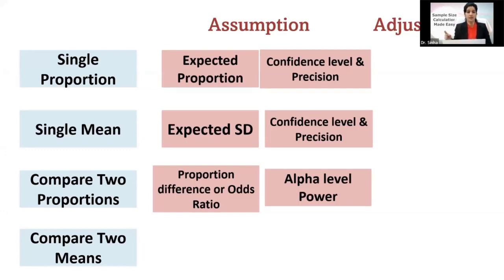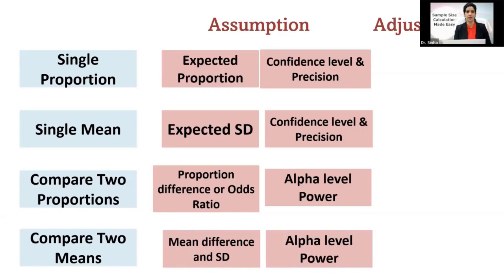So this hypothesis testing, it never comes in the single proportion and single mean, because there you are estimating, and there it is not an analytical, it is a descriptive. But in analytical, when you have a null hypothesis, when you have alternate hypothesis, then comes the assumption of this alpha and the beta level and power. Similarly, while comparing the 2 means also, you should have either the mean difference and the standard deviation and the alpha level and the power of that, whatever assumptions you have made.